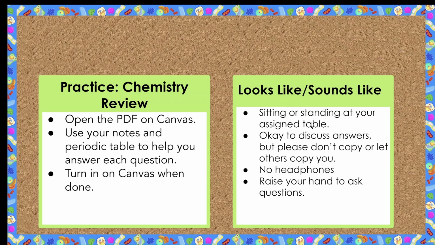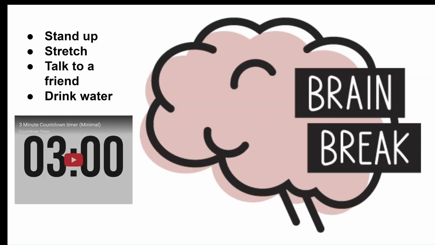What I'm expecting is for people to be at their tables. You can discuss answers with the person next to you, but try to keep conversations relevant. Don't try to talk about anything else. And if you have any questions, you can always email me, or you can refer to each other and the notes. And that concludes lecture 3.1 on chemistry review.